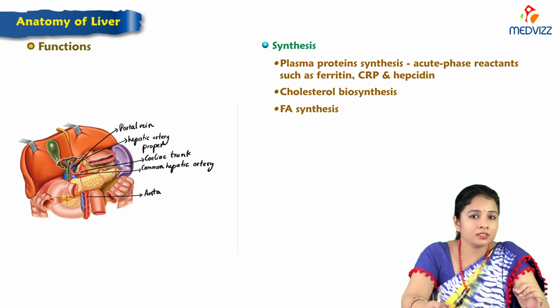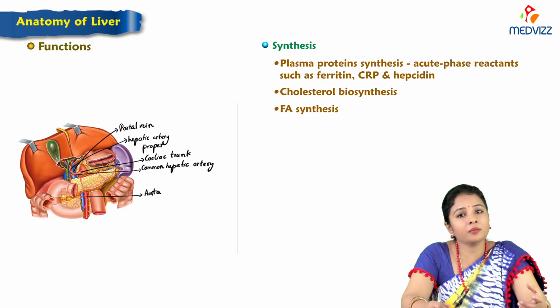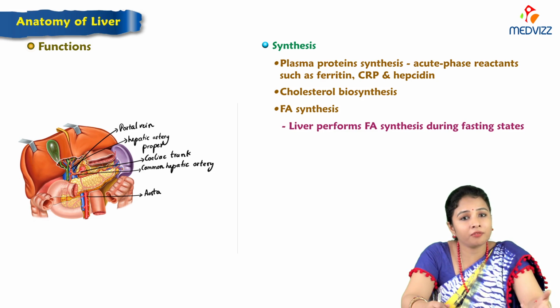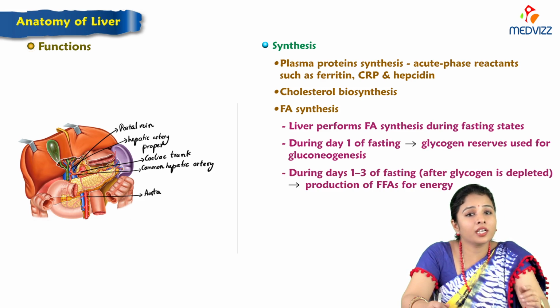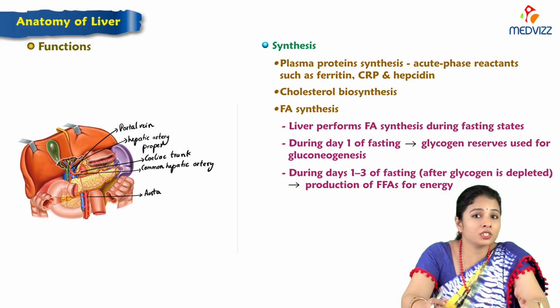Fatty acid synthesis also. So in fatty acid synthesis, one of the few tissues along with lactating mammary glands and adipose tissue, liver performs fatty acid synthesis. During fasting, for example, during day 1 of fasting, the glycogen reserves are used for gluconeogenesis. During days 1 to 3 of fasting, the glycogen is depleted, leading to the production of free fatty acids for energy.